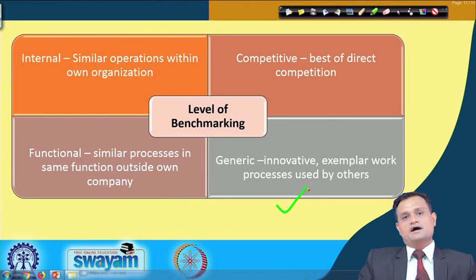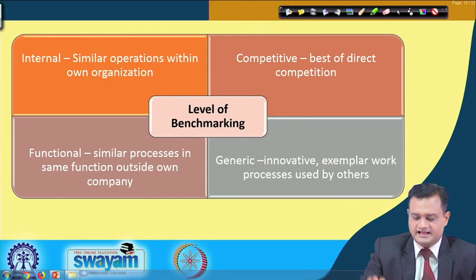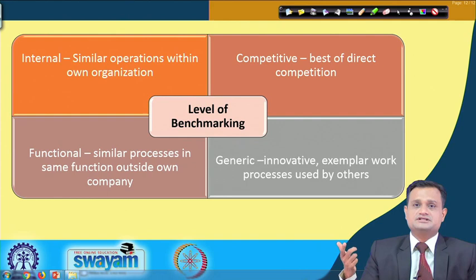Suppose you are visiting a bank and you are getting an excellent experience: there was no queue, the atmosphere was quite cordial, the behavior was very welcoming, I need not wait and my application was processed within no time. This is generic, and don't you think this can even be applied to hospitals, restaurants and other service sectors? So this is the fourth, where we can compare generic, innovative, exemplar work, get the inspiration, and then replicate and implement it in another domain.